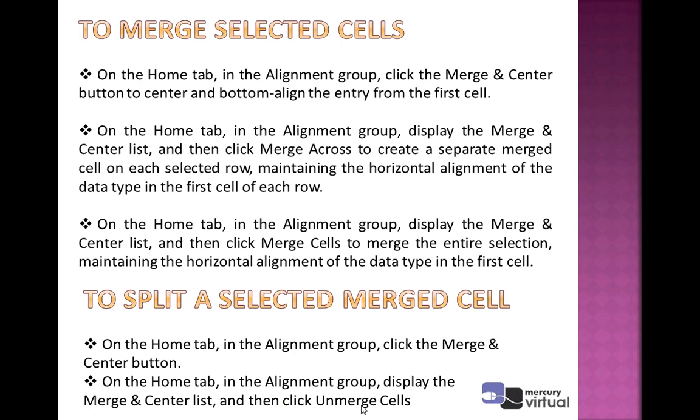Simply go to the Home tab and click on the Alignment group. You can either use the Merge and Center button, or you can use merge or unmerge cells by splitting the cells. So splitting means unmerging the cells. Merging means converting the whole cells, whole rows into one cell.